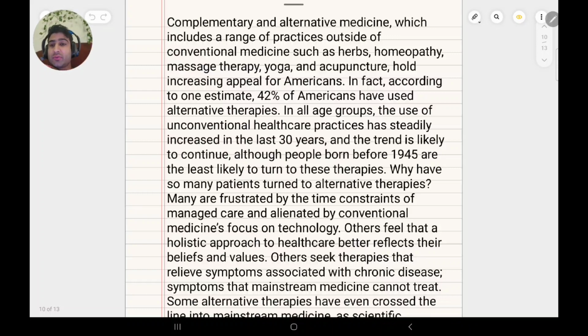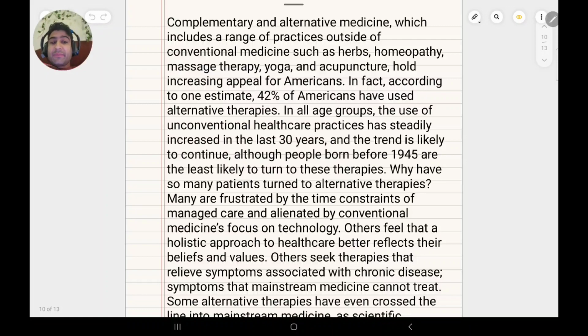In fact, according to one estimate, 42% of Americans have used alternative therapies. Means 42% of the people have used the alternative therapies, means they have not used the conventional one, but rather they have used the alternative one. In all age groups, the use of unconventional healthcare practices has steadily increased over 30 years and the trend is likely to continue. It is going to proceed further this way only. Although people born before 1945 are least likely to turn to these therapies, because they are connected to the old age thinking, the mentality, like our grandfather, like parents, right? Our grandfather family.